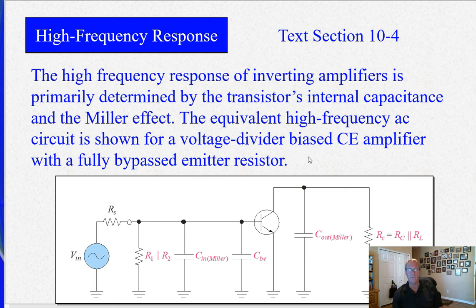Okay, let's look at high frequency response. Transistor's internal capacitance. Remember the sandwich? All these capacitors short everything out. So, a voltage divider biased common emitter amplifier with a fully bypassed emitter resistor. That means there's no emitter resistor because we're at high frequency and you've got that bypass capacitor down here. The last example was 47 microfarad. That's shorting that resistor out. So this is a wire.